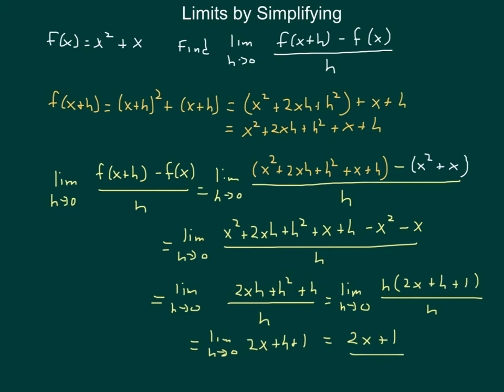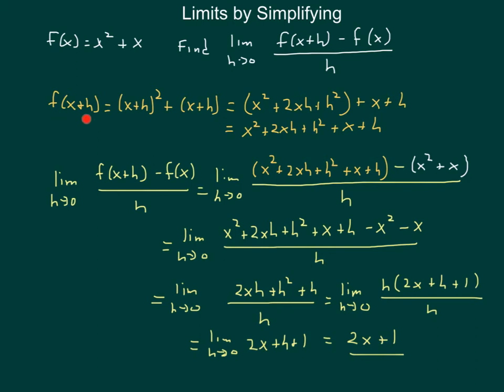We're going to be given a function. In this case, I'm told f of x is x squared plus x. And I want to find the limit as h approaches 0 of f of x plus h minus f of x over h. You should remember this as being the difference quotient. So the two things I have to find are f of x plus h, and f of x. Well, I already know f of x. It's right here. So what I have to do now is find f of x plus h.